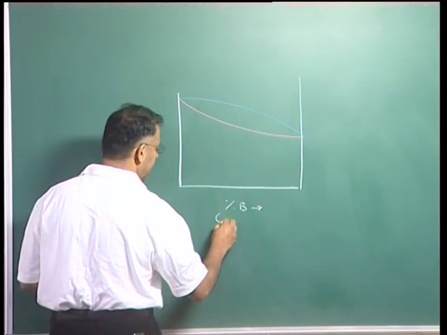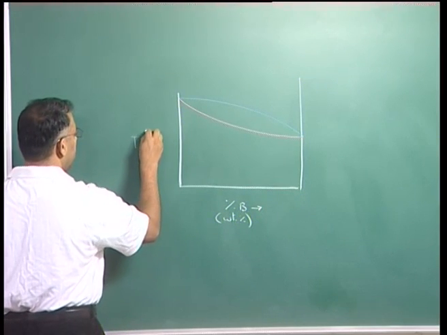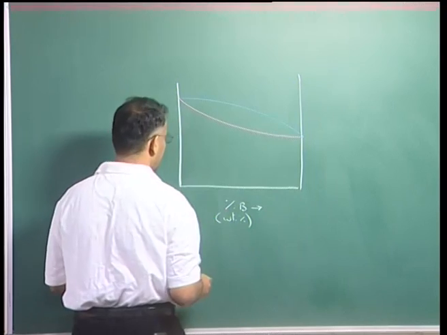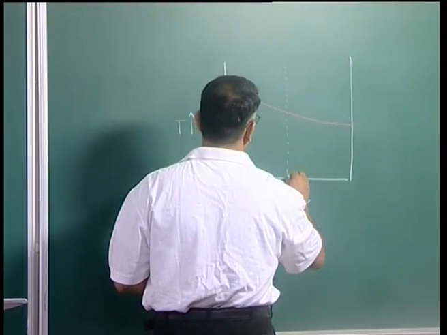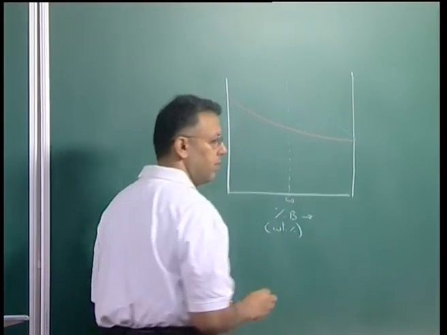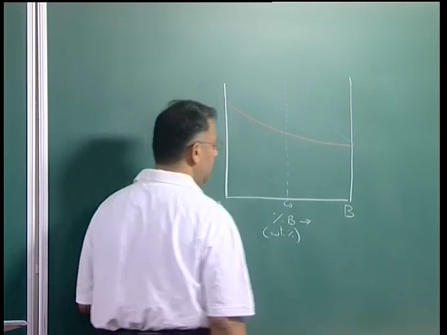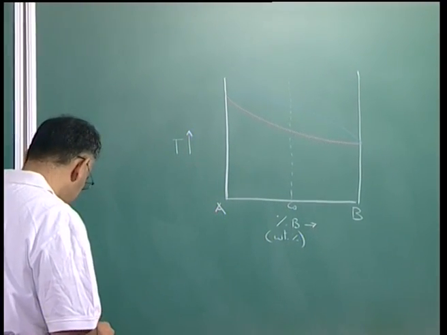And for instance, now I will assume that this is weight percent of B. This is my temperature axis along, and now I am choosing a composition which is C0, and my components are A and B. For instance, as we have noted before, they could be pure elements or they could even be compounds.